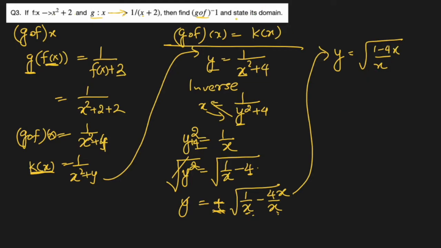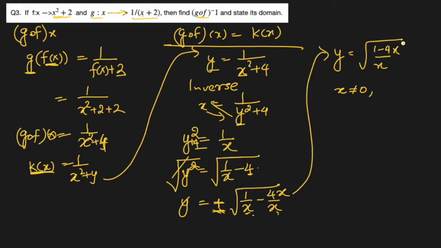Now, they're saying state its domain. Let's write its domain first, which is on this, and then we'll see what is being applied to the others. Okay, in this particular domain, x cannot be 0, right? Because if x is 0, it becomes undefined, and that is not a part of the domain.